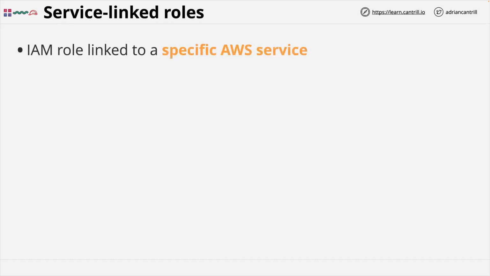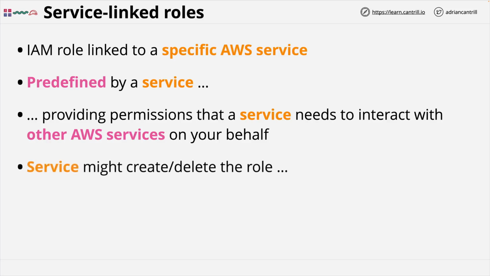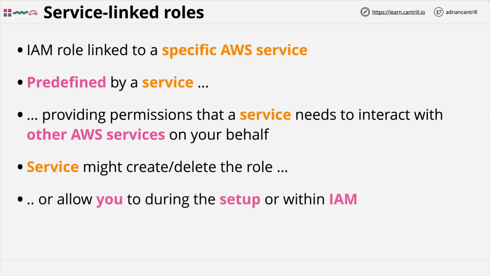So simply put, a service-linked role is an IAM role linked to a specific AWS service. They provide a set of permissions which is predefined by a service. So they provide permissions that a single AWS service needs to interact with other AWS services on your behalf. Now, service-linked roles might be created by the service itself, or the service might allow you to create the role during the setup process of that service, or service-linked roles might also get created within IAM.